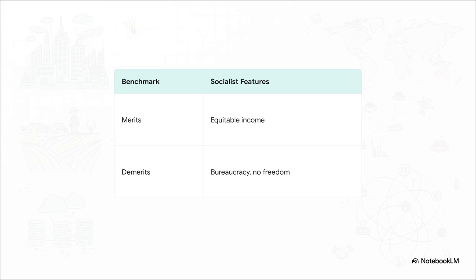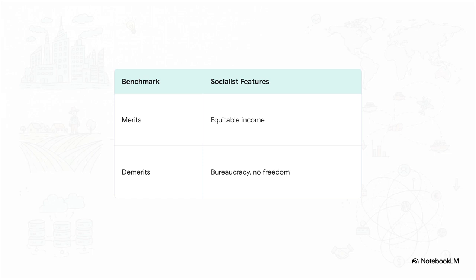The benchmark test for socialism reveals a really fascinating trade-off. The merits include a highly equitable distribution of income, much fuller utilization of resources without that cyclical instability or unemployment, and the total elimination of class struggle because it specifically aims for a classless society.